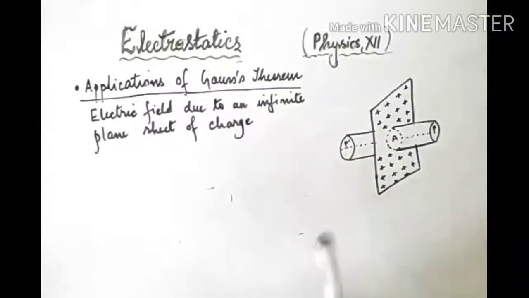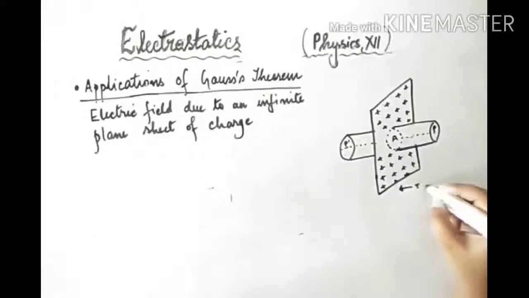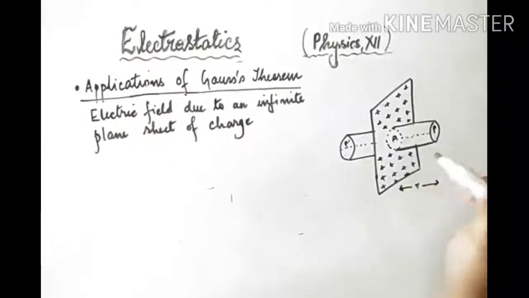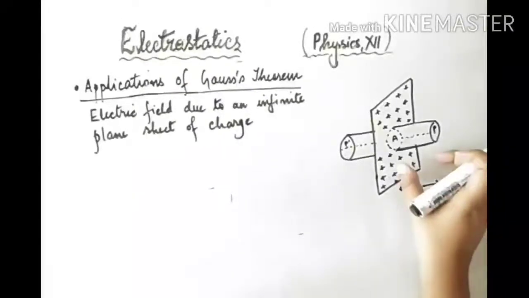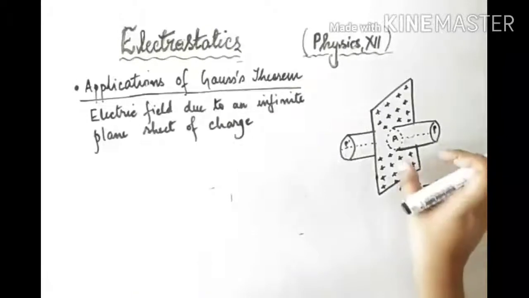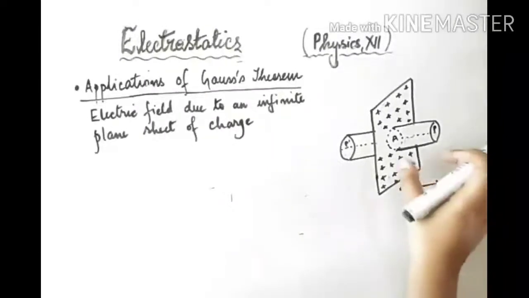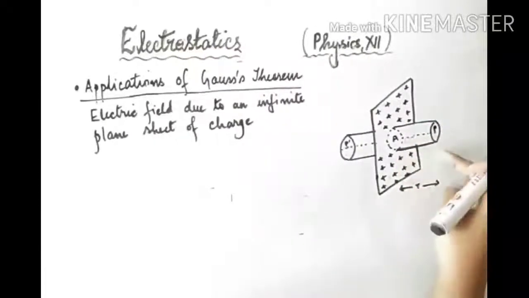Now we have to find out the electric field at a distance, suppose R, from the plane sheet of charge. So we have to find out the electric field at point P, suppose. So we have drawn this cylinder which is of distance, suppose R, from this portion. Okay.